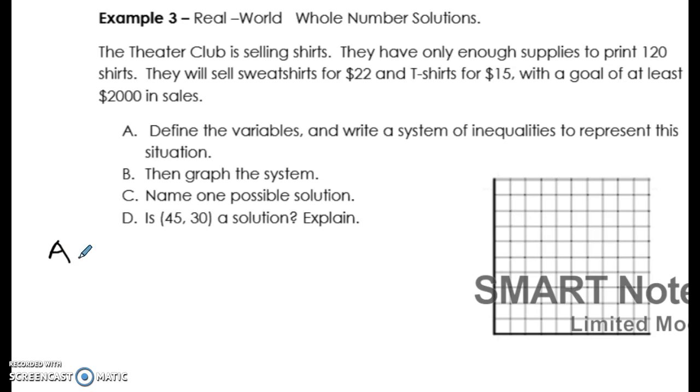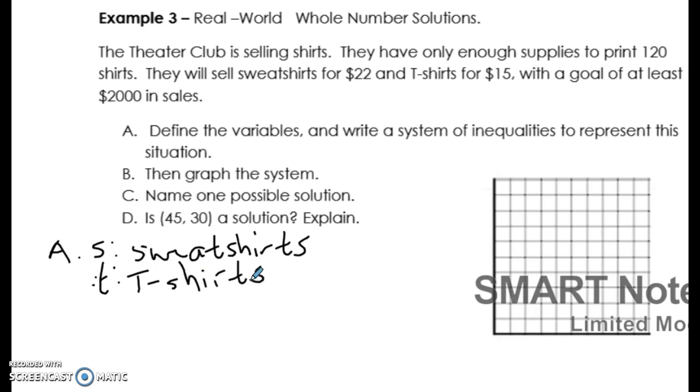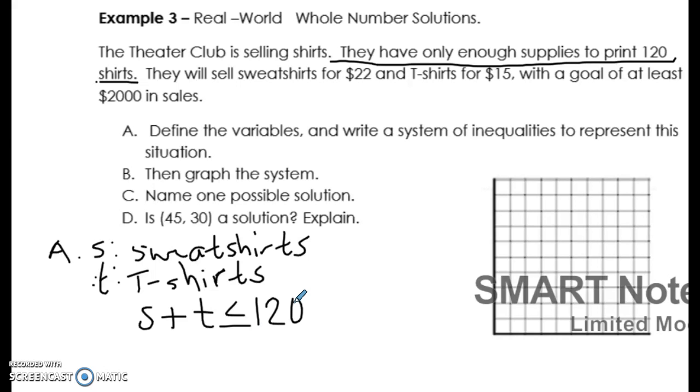So for letter A, I'm going to define some variables. I'm going to let S represent the number of sweatshirts. And the other form of shirt that they can sell is a t-shirt. So I'm going to let T represent t-shirts. All right, now I got to come up with some inequalities. So the first piece of information we know is they have only enough supplies to print 120 shirts. So 120 shirts total. So I know that the number of sweatshirts plus the number of t-shirts has to be less than 120 shirts. That's the max. So I'm going to say less than or equal to 120 shirts. They could print 120, but they do not have to.